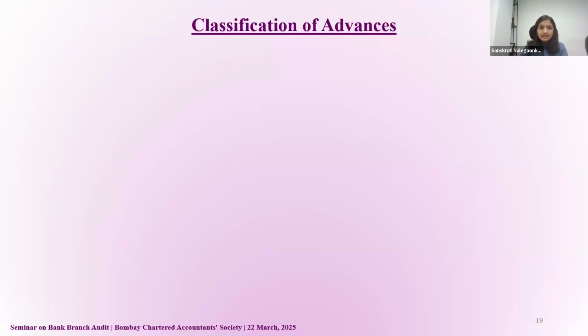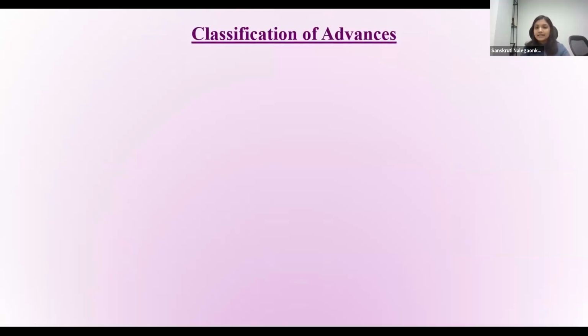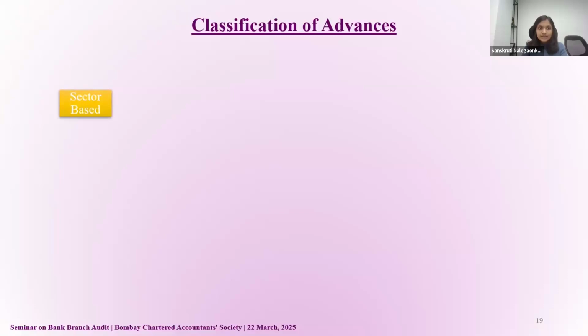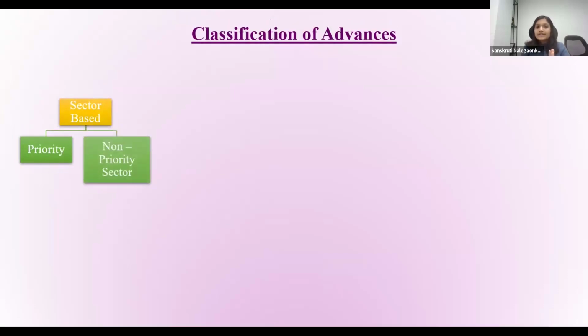For a deeper understanding, let's take a look at their classification based on different parameters. First is classification based on the sector. It includes two parts, priority sector and non-priority sector. Priority sector advances are the loans given to specific sectors such as agriculture, MSMEs, education, and housing for weaker sections. For example, a farmer availing of an agriculture loan to buy fertilizers.